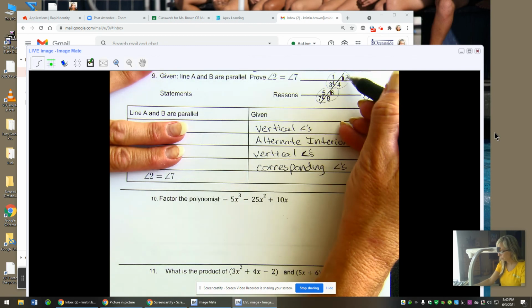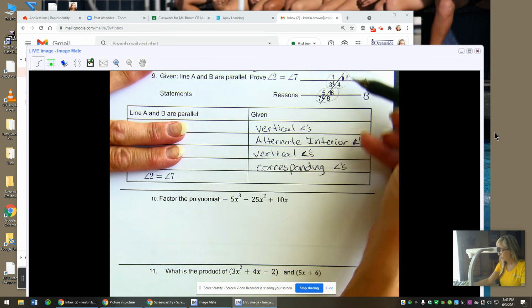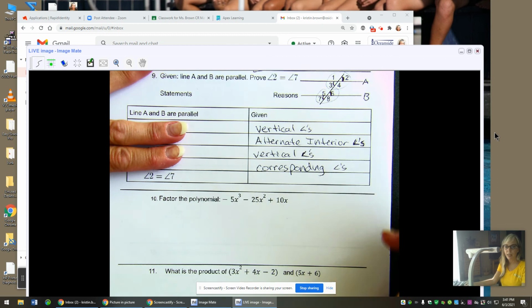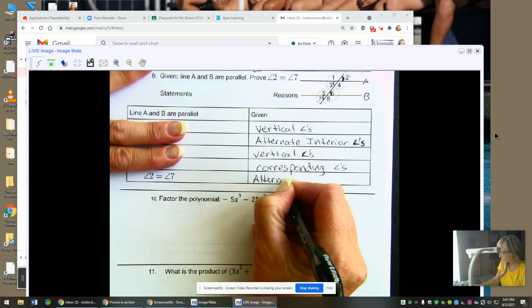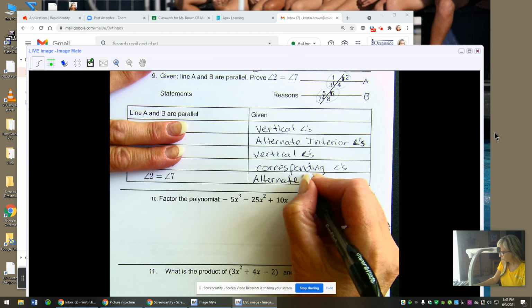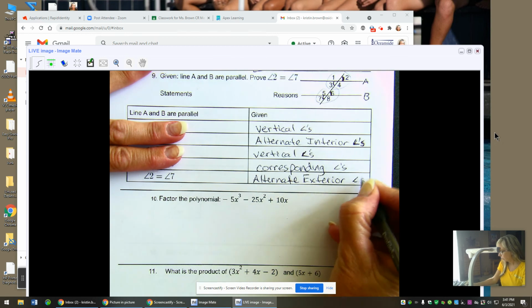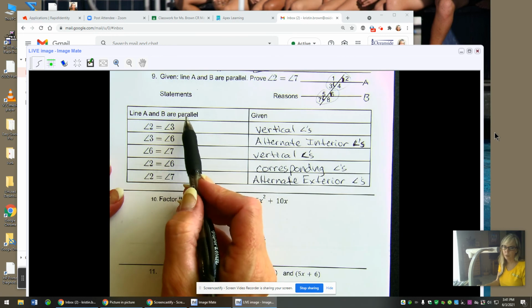It's a hard one for a lot of students. 2 is on the right side of the transversal, 7 on the left. 2 is outside of the parallel lines, and so is 7. We call that exterior. So those are alternate exterior angles. And again, alternate exterior angles are only equal if the lines are parallel.